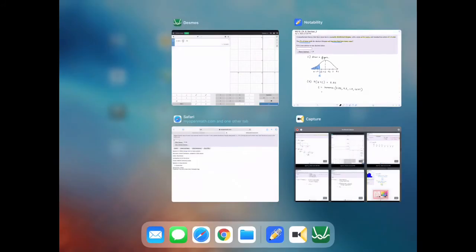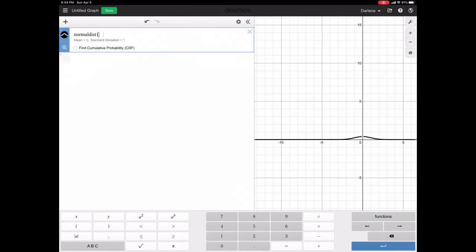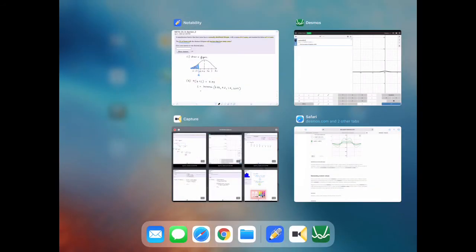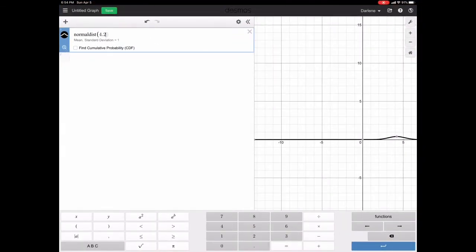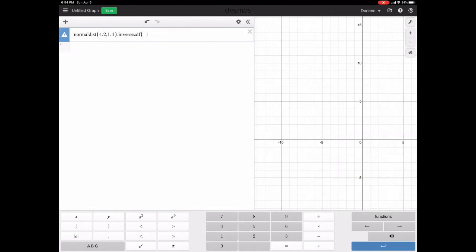I'm going to use Desmos. In Desmos, we go to the distribution and hit normal distribution, and we'll put the mean and standard deviation, which in our case is 4.2, comma, 1.4. Close it, then hit a dot, go back to function, and go to intersect CDF, and then we'll put the area to the left, which was 5%.